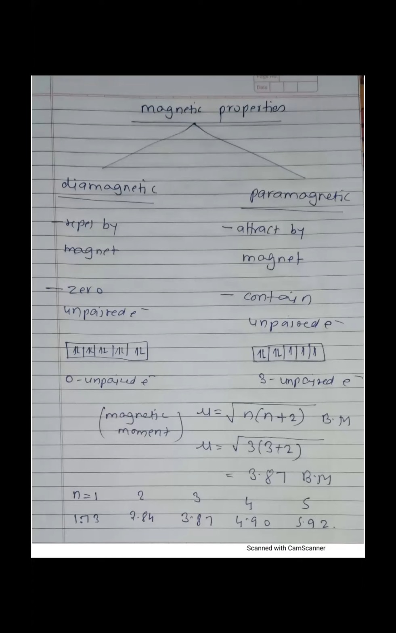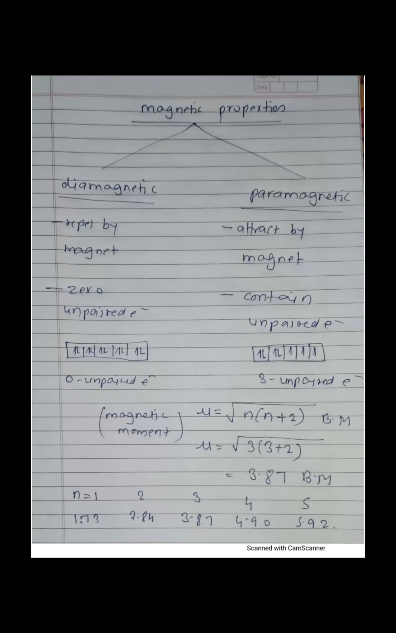There is a quantity to measure the strength of a paramagnetic substance. That is magnetic moment, shown by the symbol mu. Magnetic moment mu is a parameter to measure the strength of paramagnetism. The formula is mu equals the square root of n(n+2) Bohr magneton. This is applicable to every orbital. BM is the unit, that is Bohr magneton.